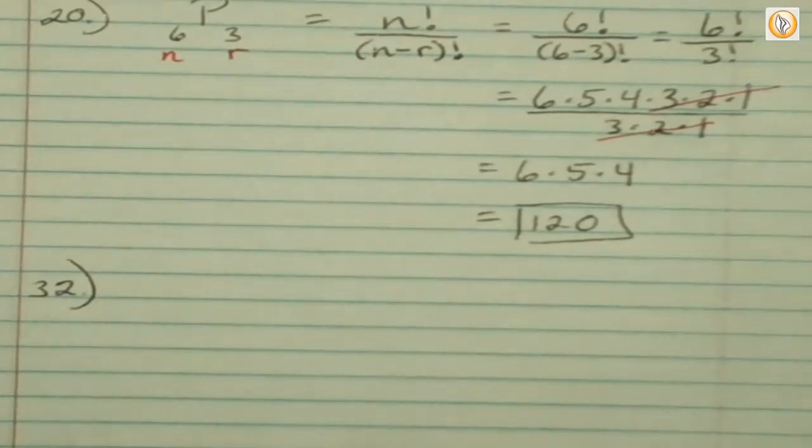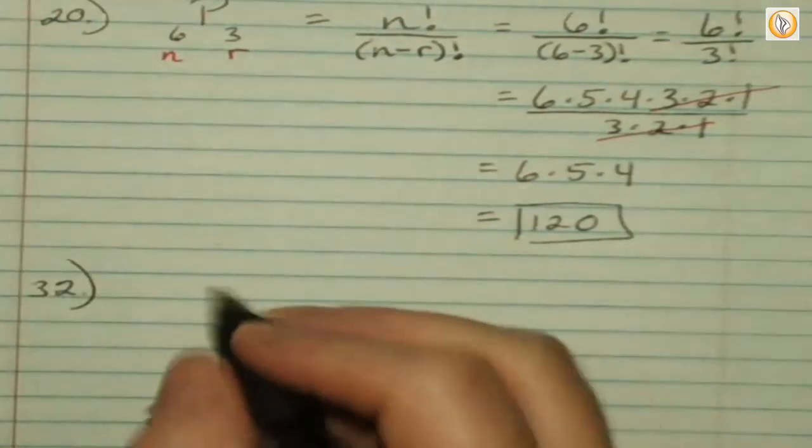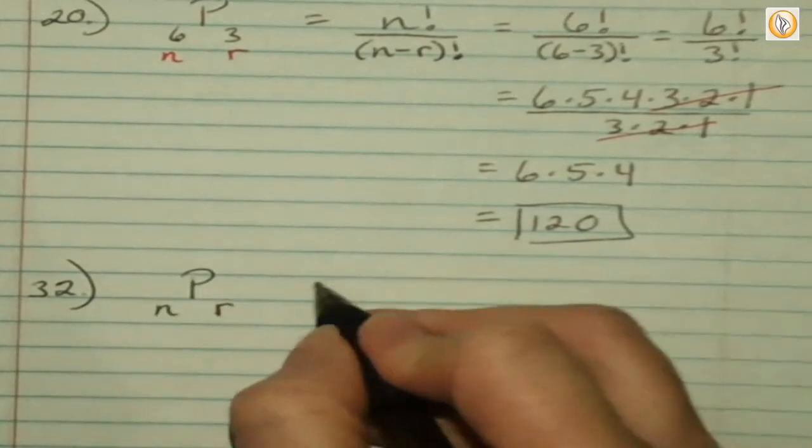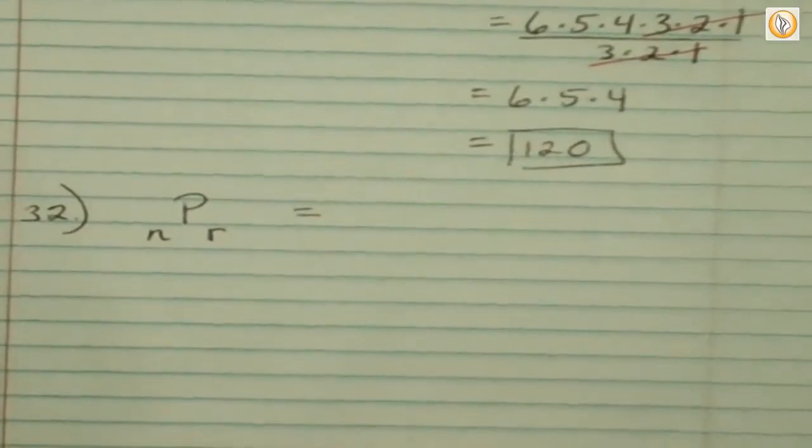Let's look at 32. It says find the number of different arrangements of the following. Okay, now these are all examples of permutations. So look at 32. It says 3 different positions are to be filled from among 6 employees. So here's what it's supposed to look like. We have to decide where the 6 and the 3 go.